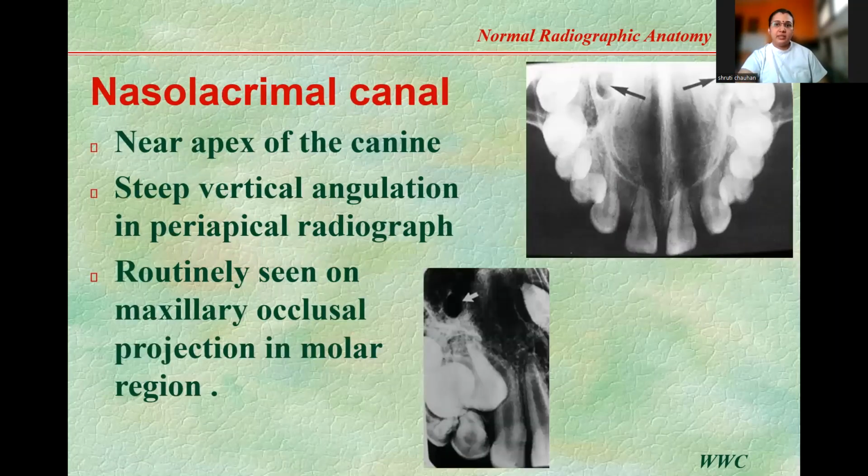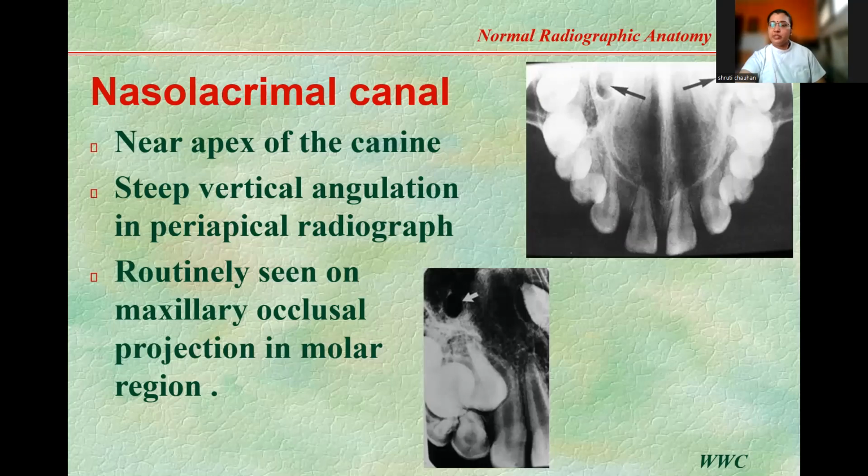Okay, now next. Now we're coming to the nasolacrimal canal. What is the nasolacrimal canal? It is seen near the apex of the canine. There is a steep vertical angulation, and it is seen whenever there is a steep vertical angulation in a periapical radiograph. It is routinely seen on the maxillary occlusal projection in the molar region.